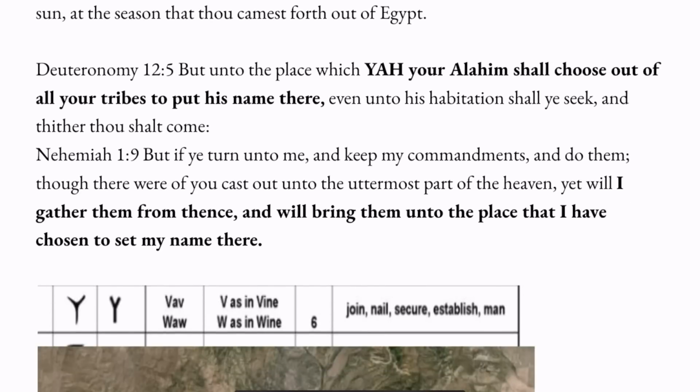Deuteronomy 12:5. But unto the place which Yah your Elohim shall choose out of all your tribes to put his name there, even unto his habitation shall ye seek, and thither thou shalt come. But if you turn unto me and keep my commandments, this is Nehemiah 1:9, and do them, though there were of you cast out unto the uttermost part of heaven, yet will I gather them from thence, and bring them into the place which I have chosen to set my name there.